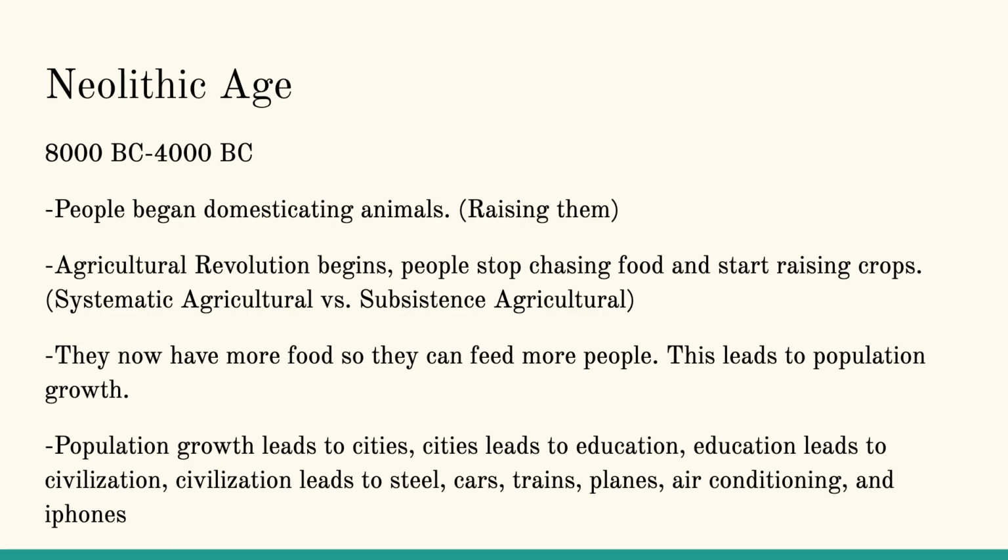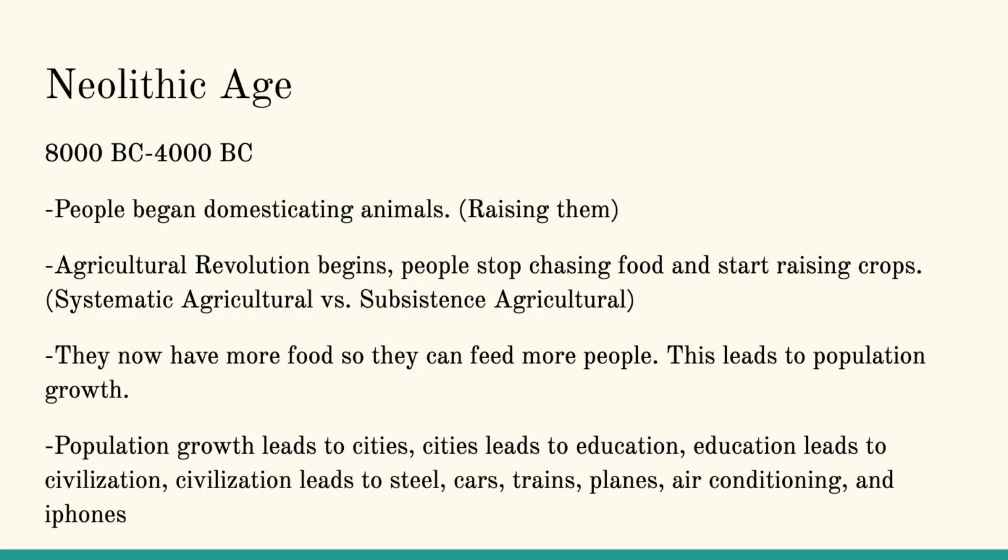The same uses that we have for our domesticated large animals today, these Neolithic people are going to use, except for milk. Remember, at first they don't use milk. Later on, they can use their milk. Because of this, humans now have more food and they can feed more people. This leads to population growth.